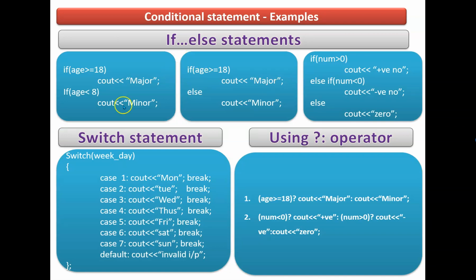So, if else statements. If age is greater than or equal to 18, do this. If age is less than 18, do this. If here we print major if it's 18 and minor if it's not. And here we can use an if followed by another else followed by another if followed by an else.